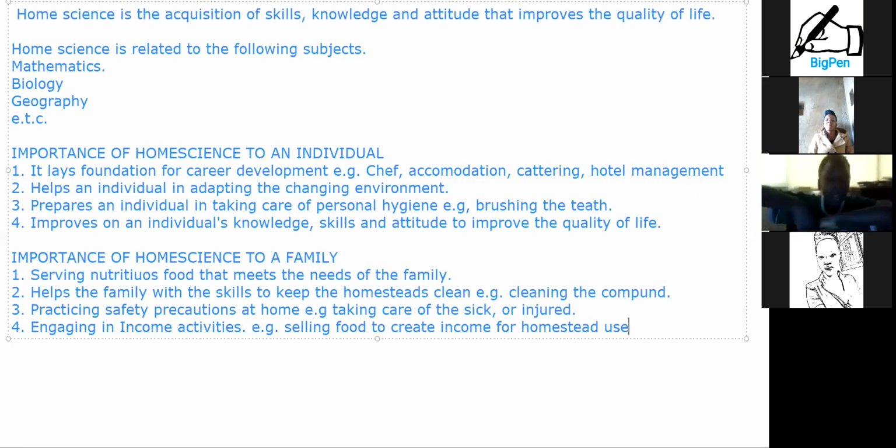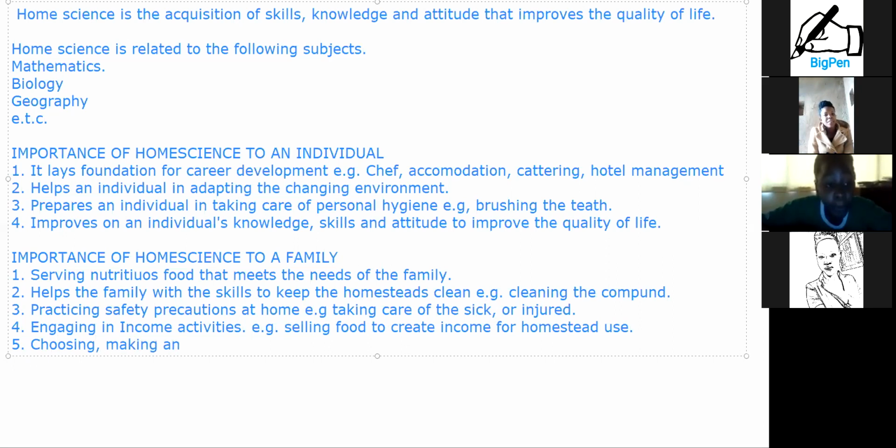Choosing, making, caring, and repairing family clothes and household articles. Family clothes, because you are a tailor. You learn about tearing, isn't it? Okay, another.